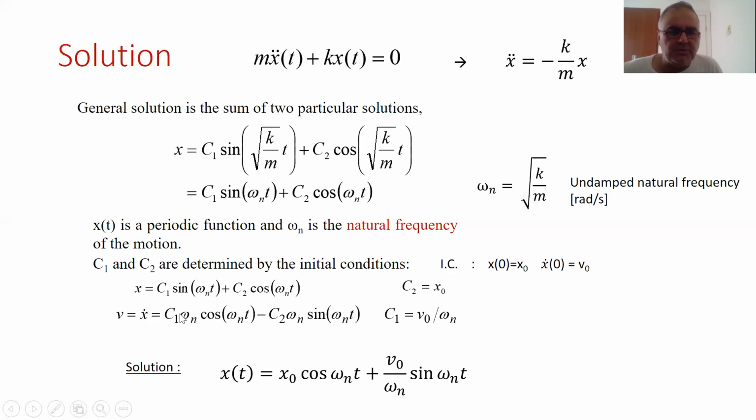Whereas for x dot of 0, we have to take the derivative of this equation. So omega n comes to the front, and sine becomes a cosine, cosine becomes a minus sine, from which we saw that the C1 term, which is this term, is v0 over omega n. Okay, so the total solution for our equation in terms of the initial conditions is given here: x0 cosine omega nt plus v0 over omega n sine omega nt is our solution.